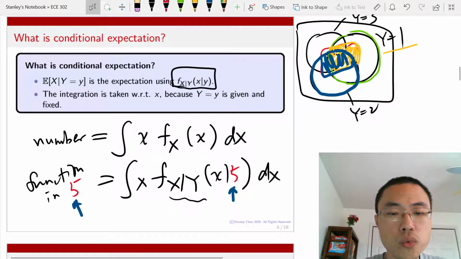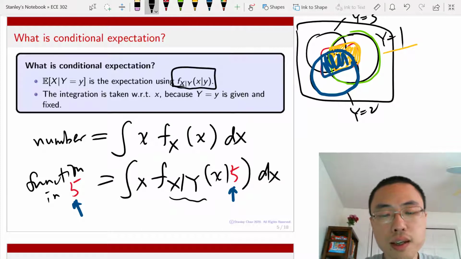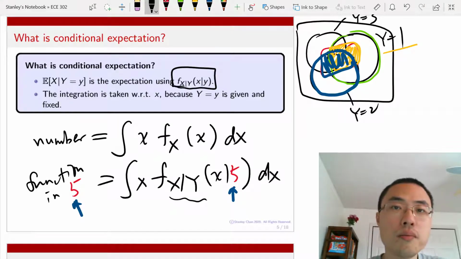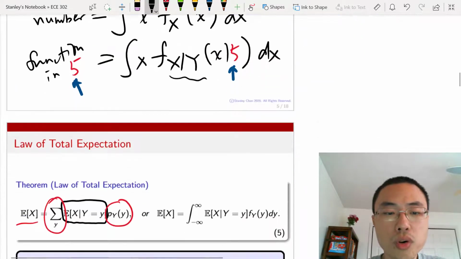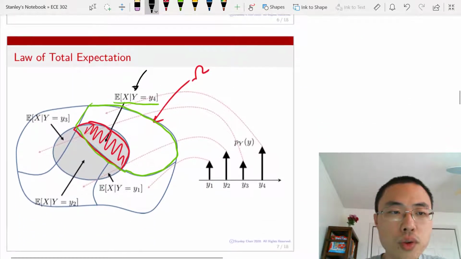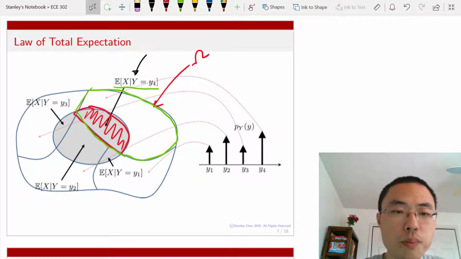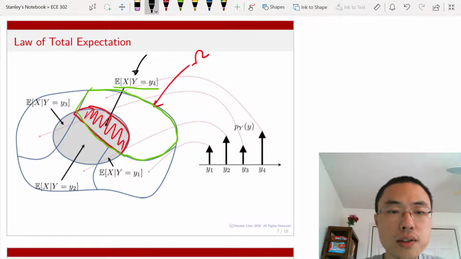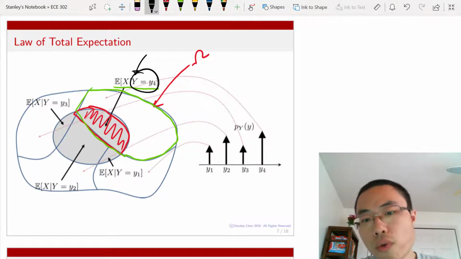Now, however, we know that this Y is a random variable, and so if you go back to here, this entire expectation will be a function of Y. So if my Y changes, my expectation will also change. And therefore, we need to know the probability of getting this particular state, Y equals y4.